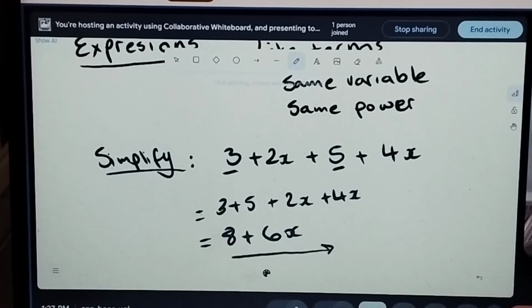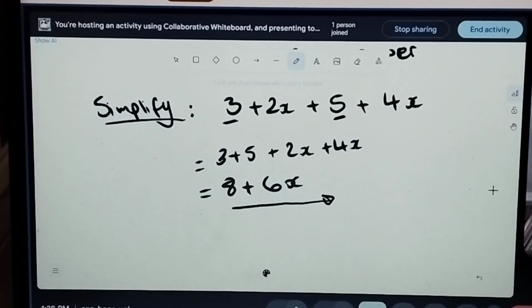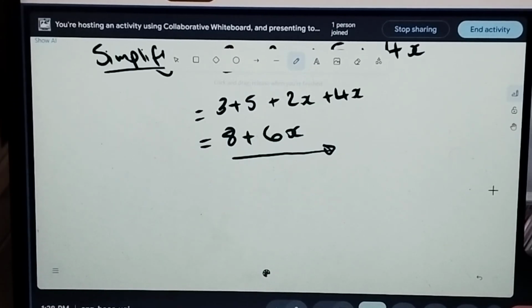That's it. I can't add any further because the 8 and the 6x aren't like terms because they don't have the same variable. You can only add and subtract terms if they are like terms. So the first thing you're going to be looking at is stuff like this, where you're simplifying expressions by collecting like terms.